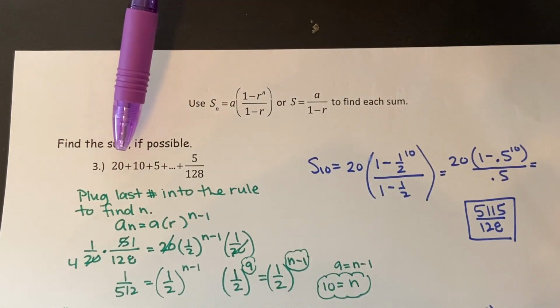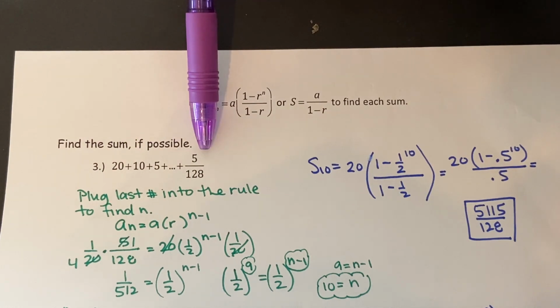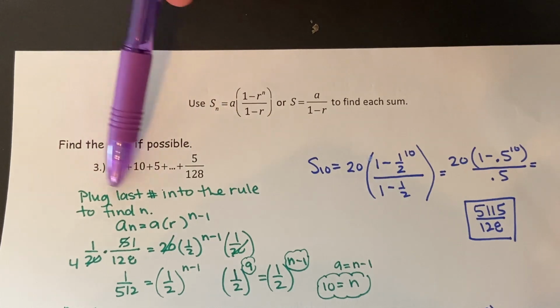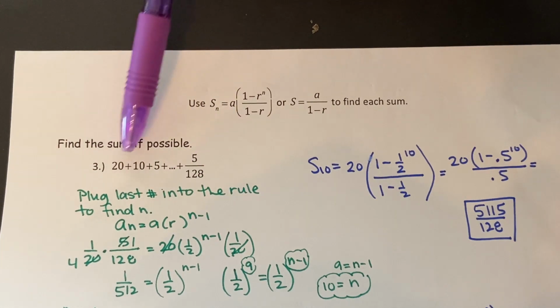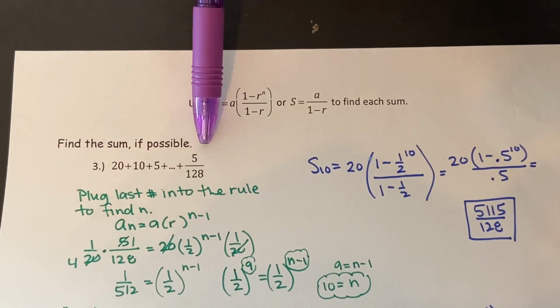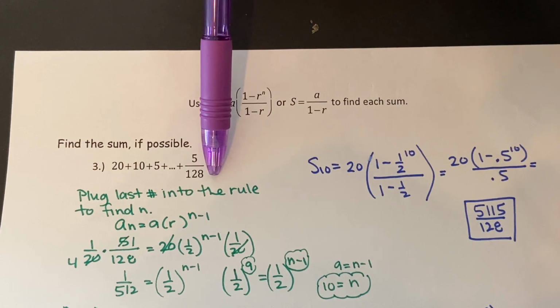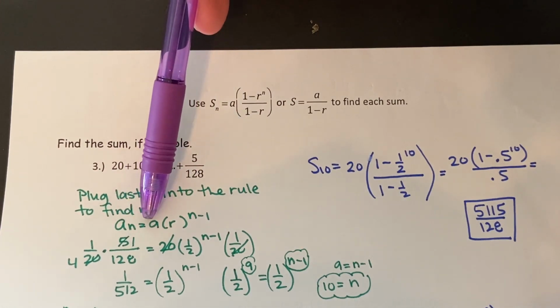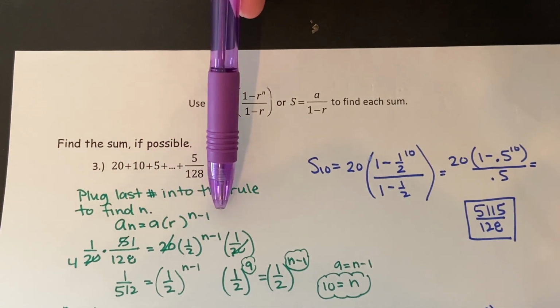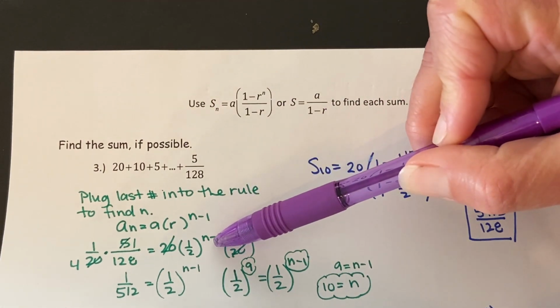So if I take a look at number 3, I'm starting at the number 20, and I'm ending at the number 5 over 128. So this is a finite number of terms. I don't know how many numbers are in my list here. So to figure out how many numbers are in my list, I'm going to take this last number, 5 over 128, and plug it into my rule, a sub n is equal to a times r raised to the n minus 1, to figure out what my n is.